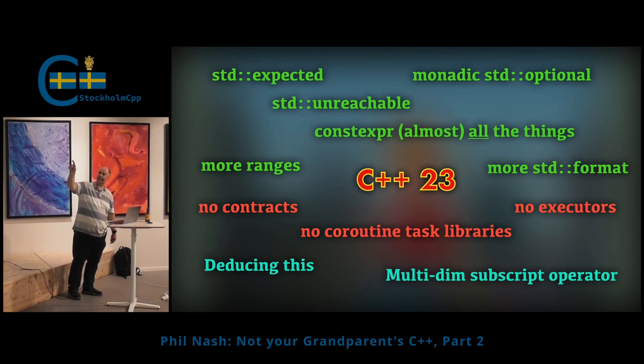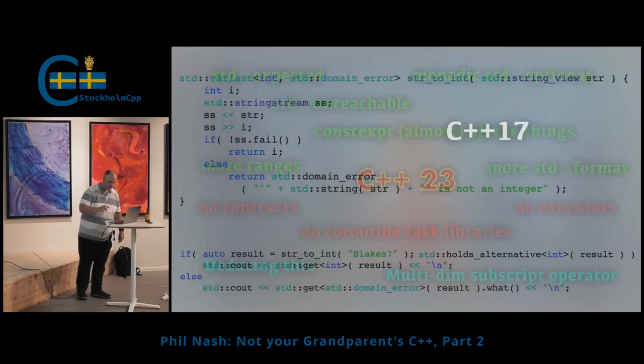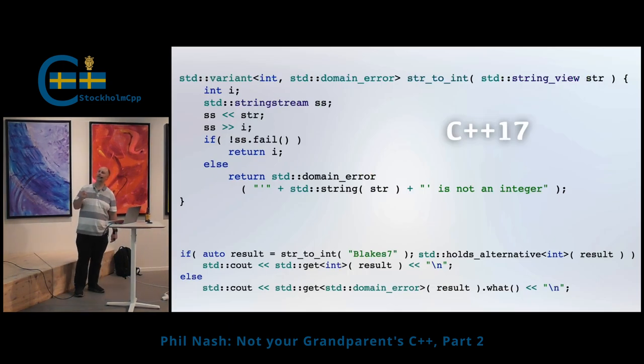I think some of the others I'm going to talk about by example. So let's move on. All right. Yeah, we looked at this example earlier, where we're trying to do our conversion from string to integer. We want to do error handling. We tried optional. We said, what if we want to supply a message along with it? We tried variant. It works, but it's a bit clunky.